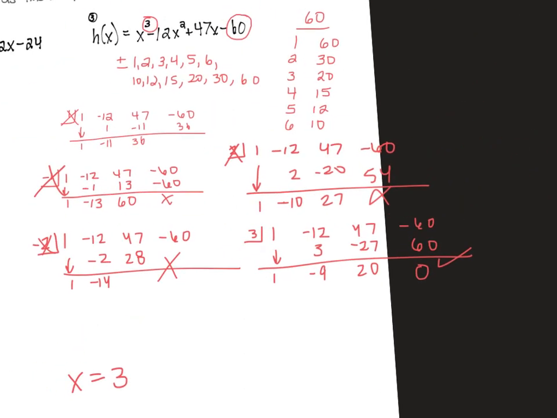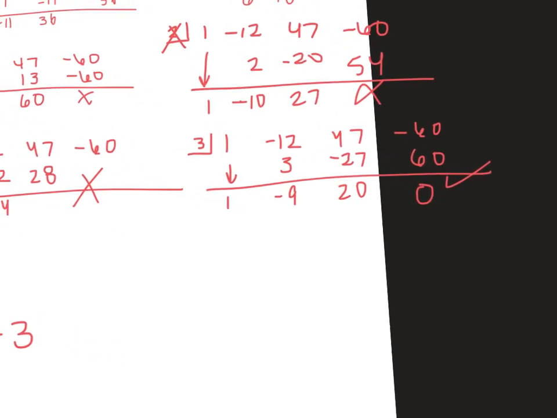Now, did we have to do synthetic division a few times? Yes. Did it take us 30 minutes? No. But just because the first couple don't work, don't think, oh my gosh, I did something wrong, or this problem's never going to work. There's a lot of factors in this question.